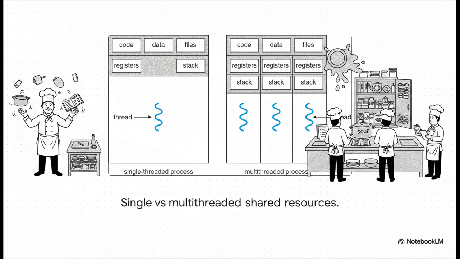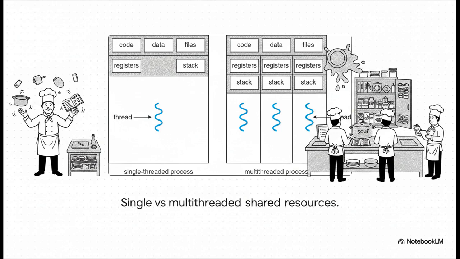The threads? Well, they're your chefs. In a single-threaded process, you just have one chef doing literally everything. But in a multi-threaded process, you've got a whole team of chefs. Now, they all share the exact same kitchen space, the same recipe book, and the same pantry, which in computer terms corresponds to the code, the data, and the files.